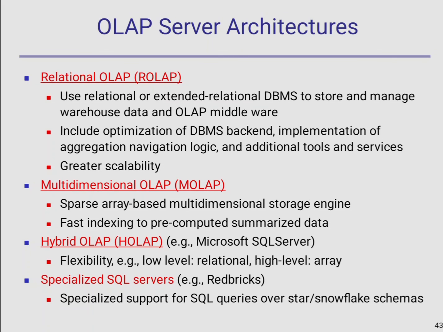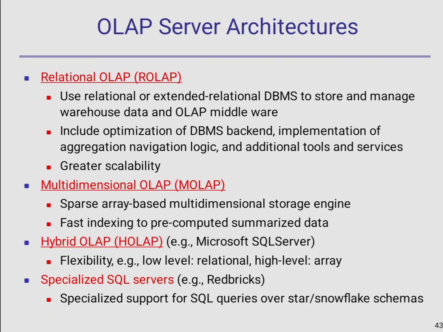Again, we have an important question on OLAP server architectures. There are three architectures: ROLAP, MOLAP, and HOLAP. ROLAP, as the name suggests, is relational OLAP. It uses a relational or extended relational DBMS to store and manage warehouse data, and OLAP middleware. This includes optimization of the DBMS backend, implementation of aggregation, navigation logic, and additional tools and services. It comes with greater scalability, whereas MOLAP comes with faster access: a sparse array-based multidimensional storage engine with fast indexing to pre-compute summarized data.